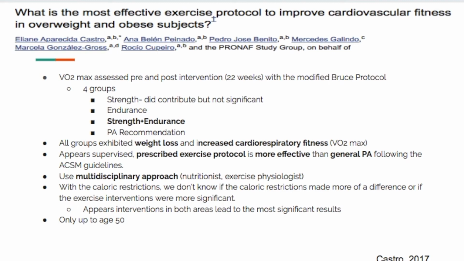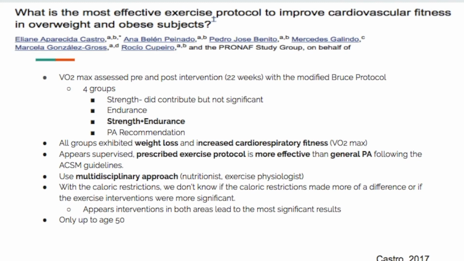And the most effective exercise protocol to improve cardiovascular fitness in overweight and obese subjects. This was a study done in 2017 by Castro and several others, and they assessed VO2 max pre and post test via the Bruce protocol. This was an intervention over 22 weeks. They split their subjects into 4 groups: strength, in which they mostly did resistance exercise, such as lunges, bench press, split squat, push press; and endurance, in which they were able to choose what type of exercise they wanted to do, whether it be treadmill, elliptical, or biking.